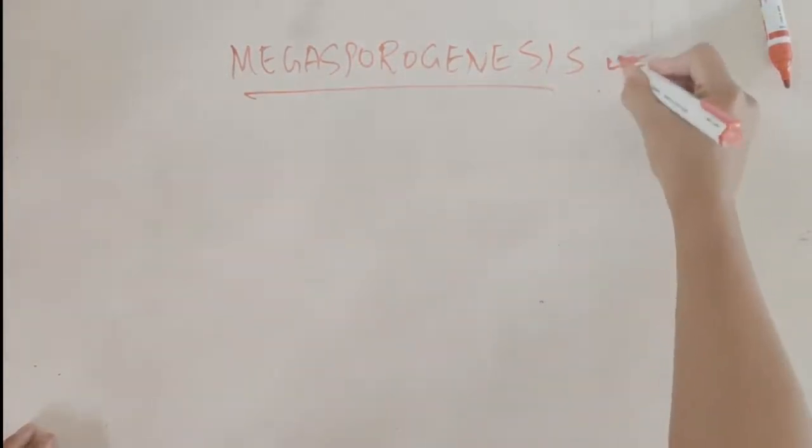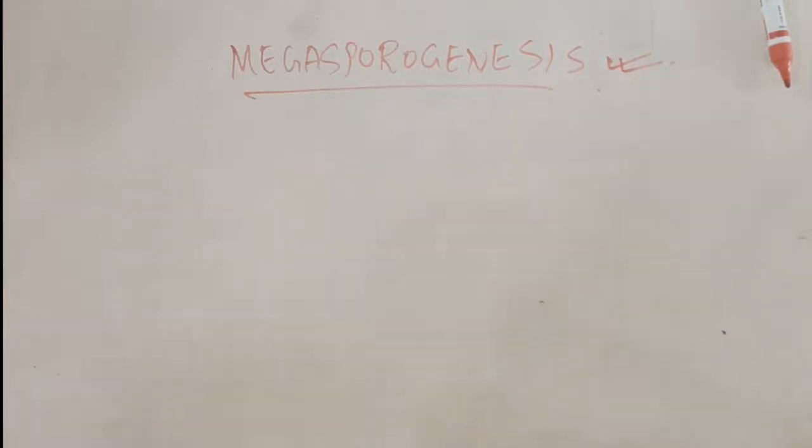Megasporogenesis and Microsporogenesis, what is the difference? Microsporogenesis is the formation of the microspores, four microspores from the pollen mother cell by the process of meiosis, is known as Microsporogenesis. Megasporogenesis is from the nucellus.